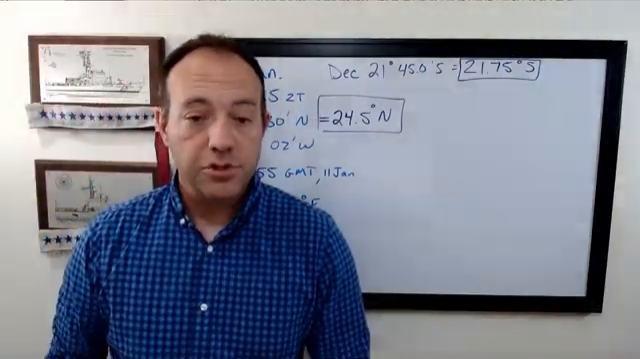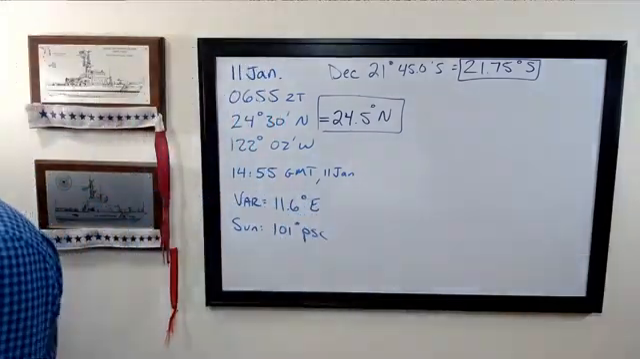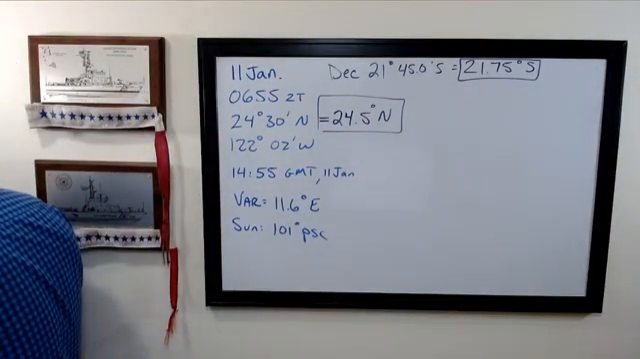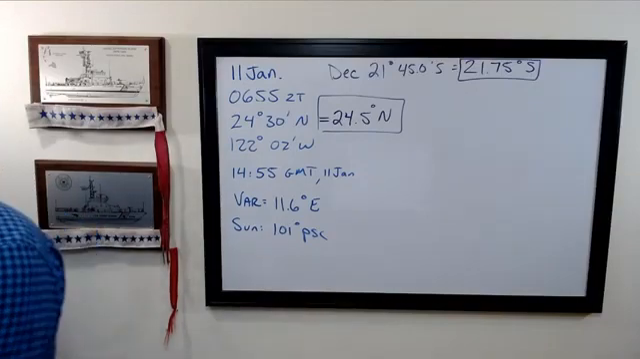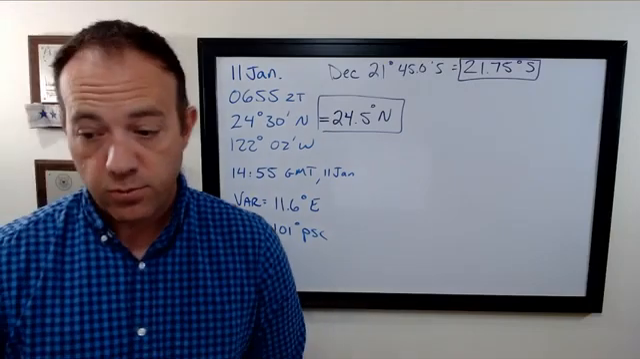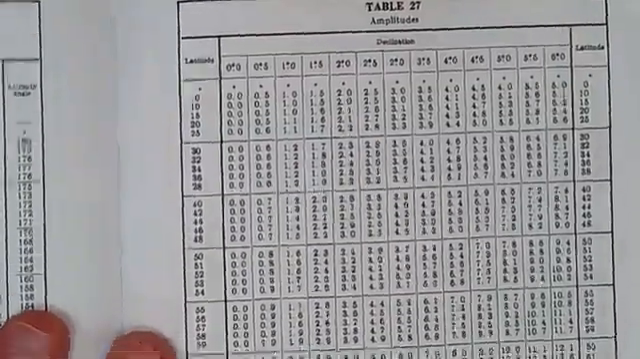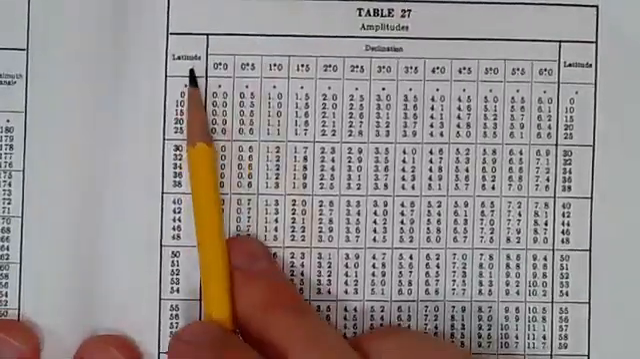What we can do is we can go into Bowditch and we can pull out a value for the amplitude, the difference from true west or true east, depending on the time of year. So I'll get my Bowditch back out again. I'm going to show you one way to do it, and then I'll show you a quicker way as well. So in Bowditch, table 27, we'll zoom in, and we're looking for our latitude and our declination.